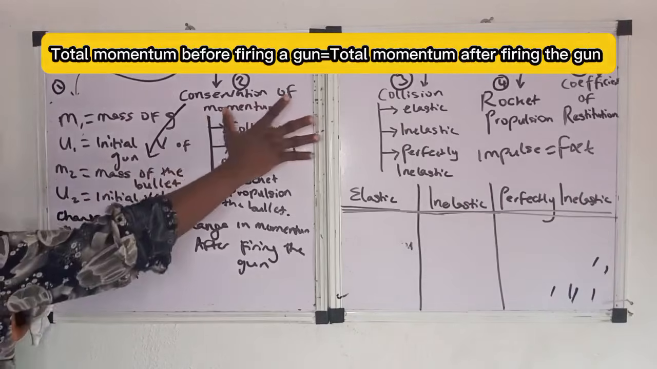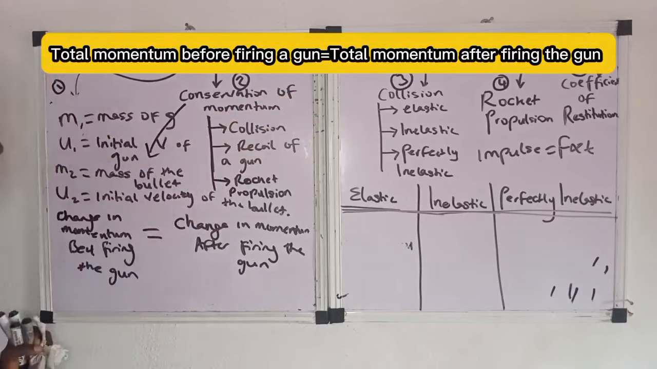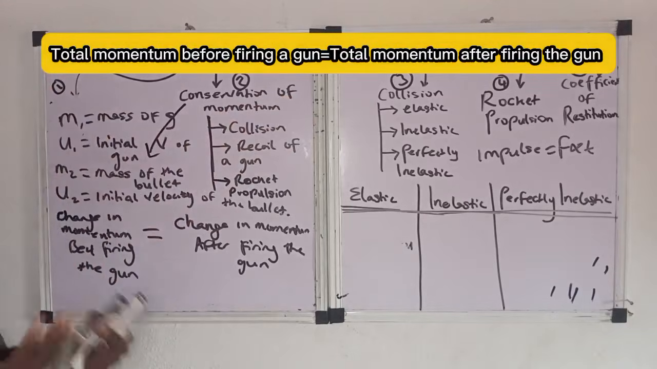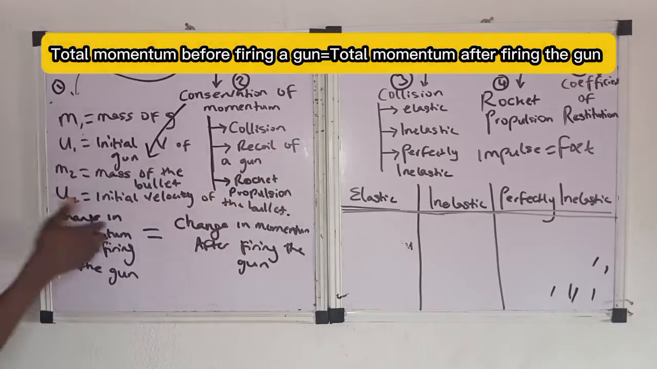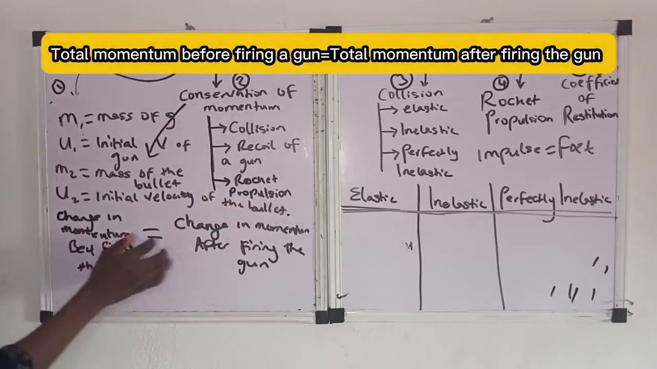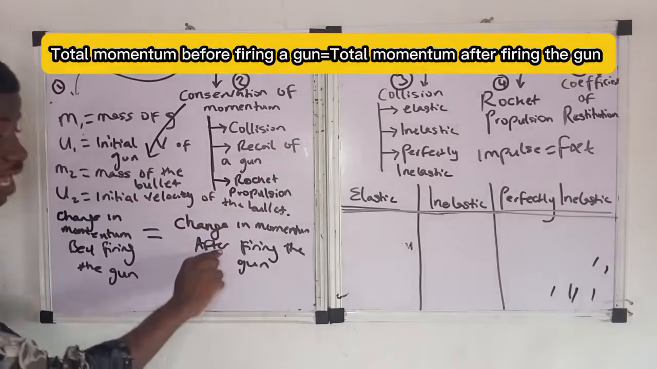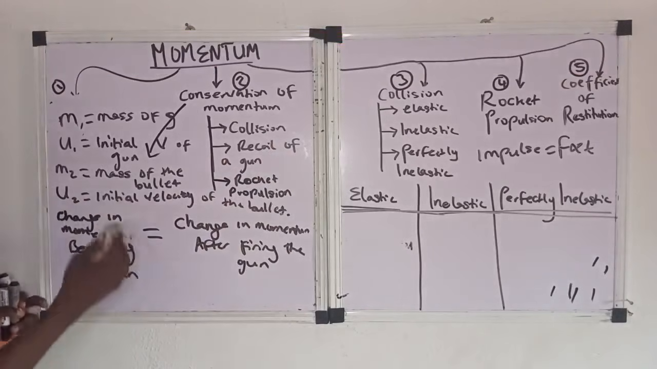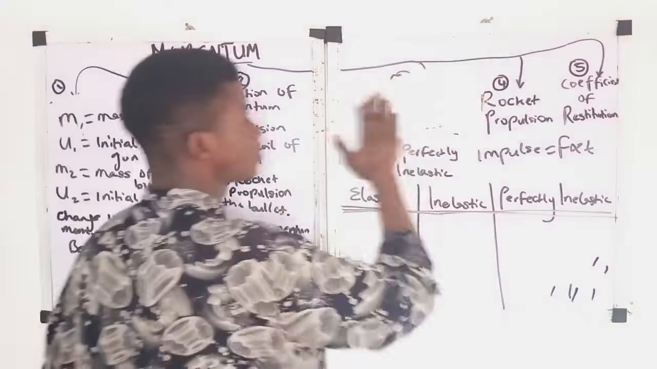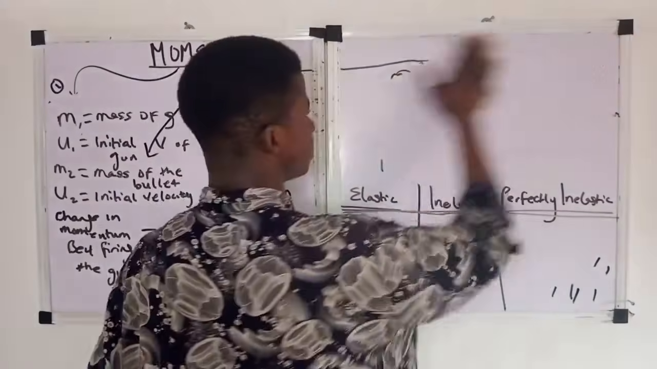Remember, the law of conservation of momentum says that in an isolated system, change in momentum before collision equals change in momentum after collision, right? Since we are dealing with the recoil of a gun, change in momentum before firing the gun equals what? Change in momentum after firing the gun, right? So what happens before we fire? We'll come back to this place later.